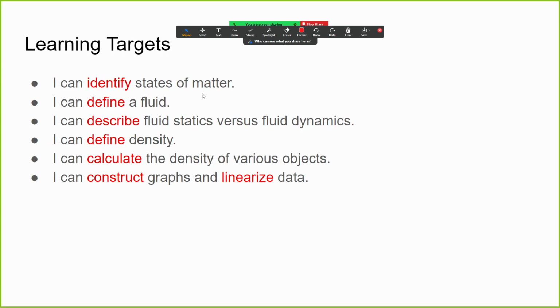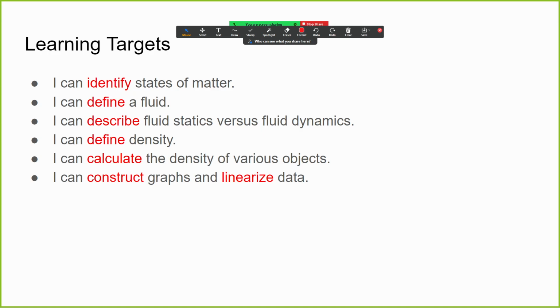So I can identify states of matter. I assume that you can probably name at least 3 of those. I can define a fluid, and that word fluid is confusing to the general population, I would say, just for the fact that sometimes if you say the word fluid, people are going to think liquid, and that's not necessarily true. Liquid is a fluid, that's correct, but there's more to a fluid than just being a liquid.